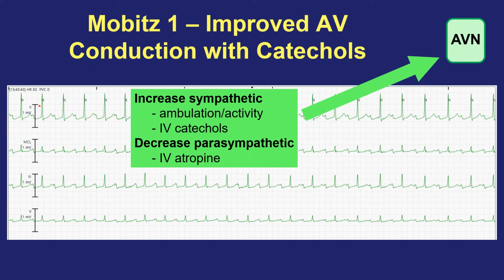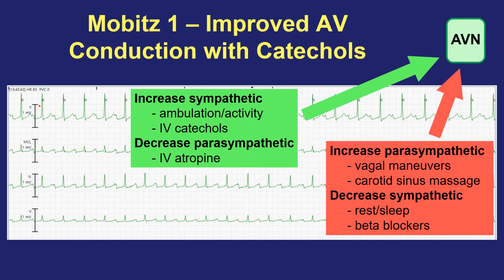Sympathetic tone increase, such as during ambulation, physical activity, or giving intravenous catecholamines, will improve AV node function, even in the setting of second-degree AV block. And if you decrease parasympathetic tone, of course, the parasympathetic nervous system, the vagus nerve, has a suppressive or slowing effect on the AV node. If you eliminate that with intravenous atropine, then again, you will improve the AV node function.